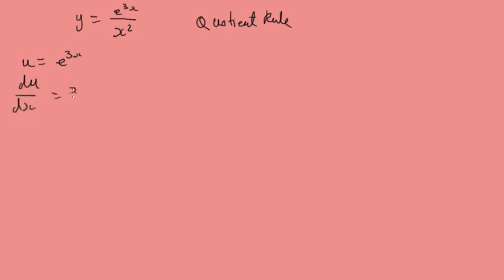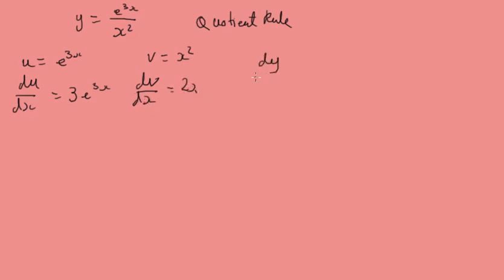And let's do another one where y is equal to e to the 3x over x squared, and it's not going to be a surprise to know this is going to be the quotient rule. So we'll have u equal to e to the 3x, so du by dx is equal to 3e to the 3x, and v is just going to be x squared, so dv by dx is 2x.